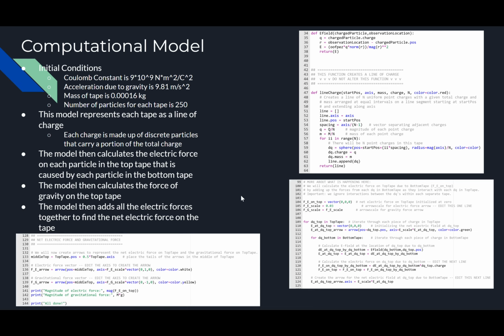Then this model calculates the force of gravity on the top tape, and then it also adds up all those electric forces together to find the net electric force, as you can see in the bottom. The top right is just initializing everything, both the definition for the electric field and defining the line charges. And then in the bottom right, we have the actual calculations for finding each of the forces on the point charges, on the individual discrete charges. And then in the bottom, we're just adding everything up.